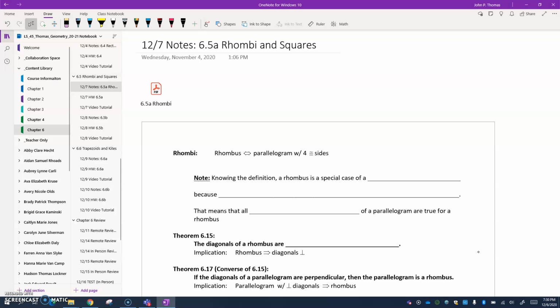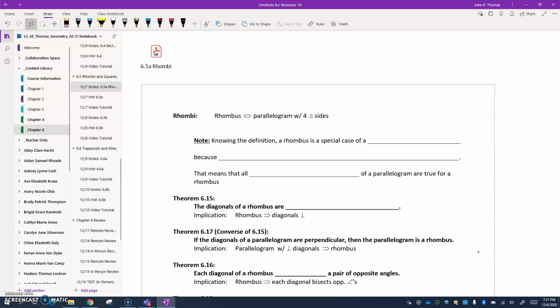You can go ahead and print a blank copy or complete a blank copy in your OneNote notebook as I run through them. So the first thing we're going to start with is a rhombus. A rhombus is basically a parallelogram where all four sides are congruent.